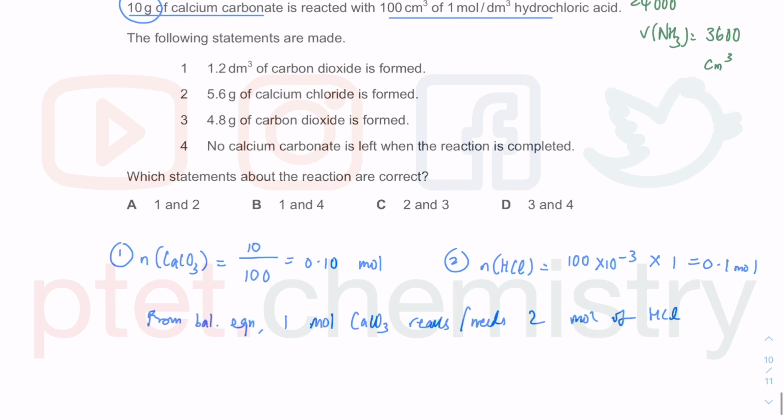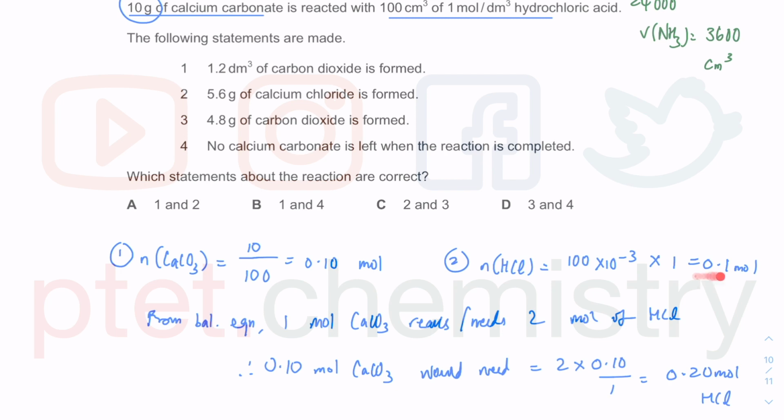So what do you have? You can think about it one way or the other. Doesn't matter. When something asks you about excess or limiting, you can think about it one way or the other, because if one is limiting, the other one is in excess. If one is in excess, the other one is limiting. So I'll think about 0.10 mole of calcium carbonate. Therefore, how much would that need? That would need 2 times 0.10 over 1. So they would need 0.20 mole of HCl.